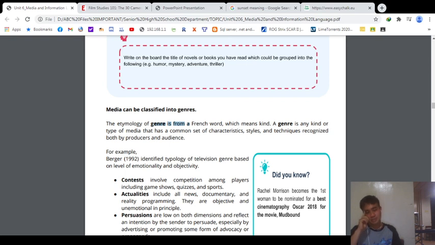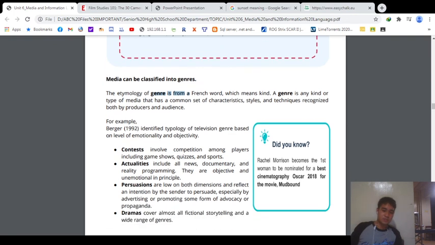The next is the actualities, no? Includes all news, documentary, and reality programming. They are objective and unemotional in principle, okay? So it means actualities is based on real life stories, no? Everything is based on real life, the facts that happened from history, or actualities, no? Okay, actuals.